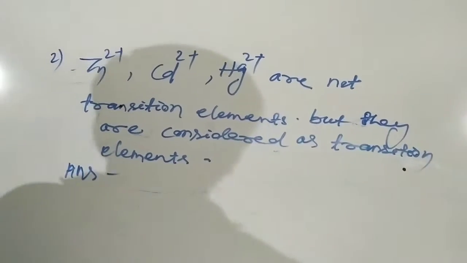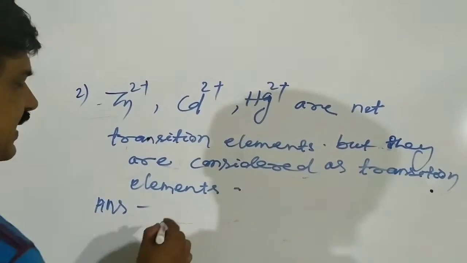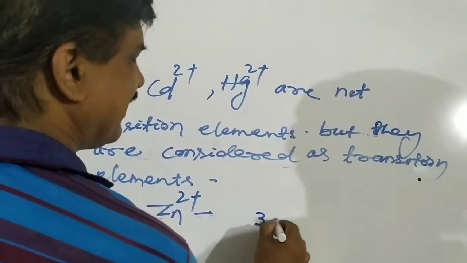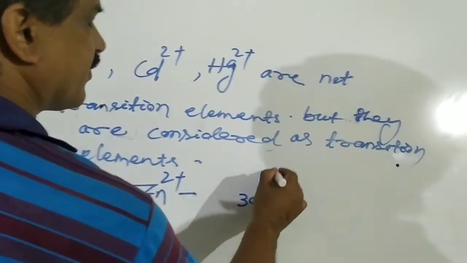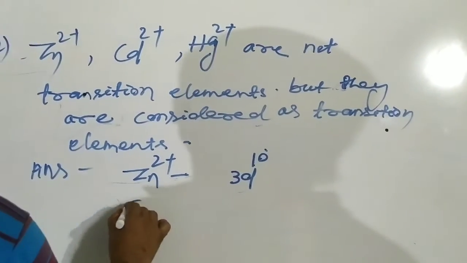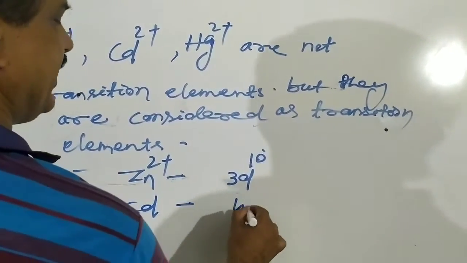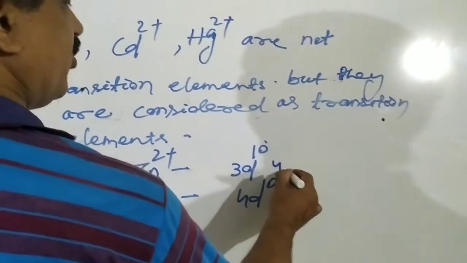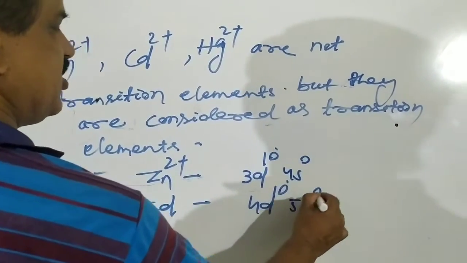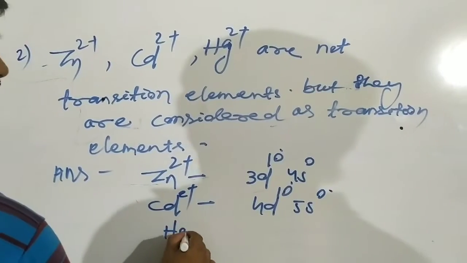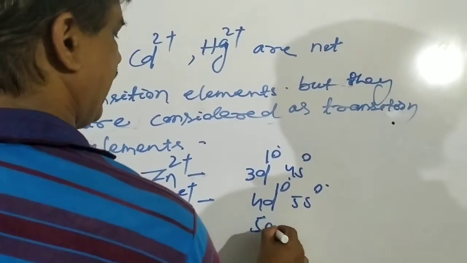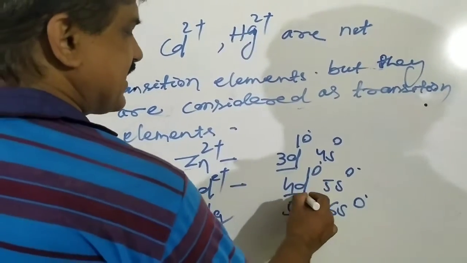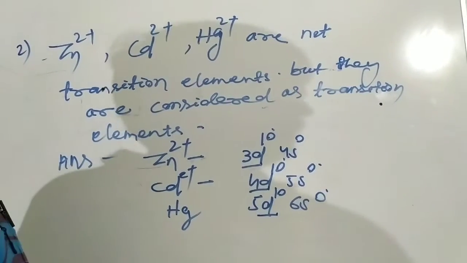Answer is, in case of zinc, the electronic configuration is 3d10 4s2, and cadmium is 4d10 5s2, mercury 5d10 6s2. All these contain 10 electrons in the d subshell.